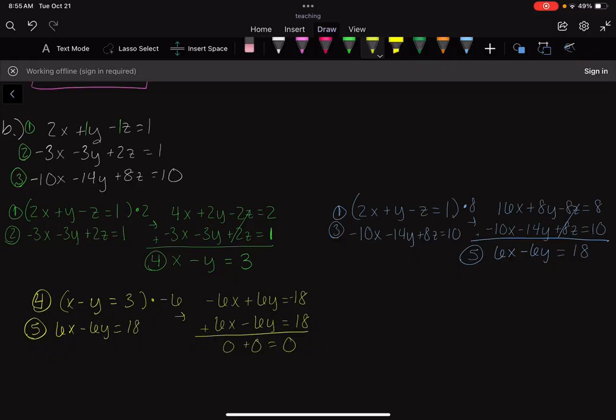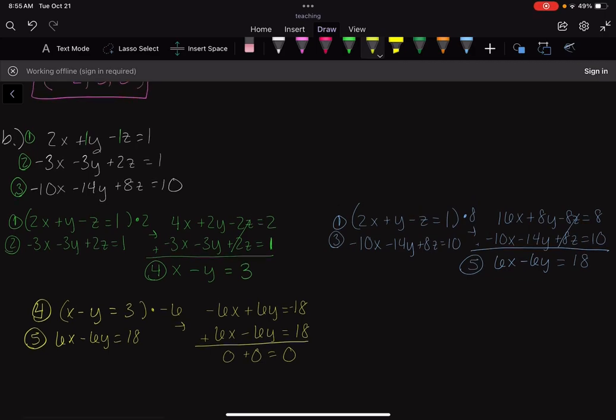Here's what this means. When you get 0 plus 0 equals 0, you are dealing with a dependent system. And so in either one of these cases, it's either that the planes were all the same plane or they're intersecting at a line.